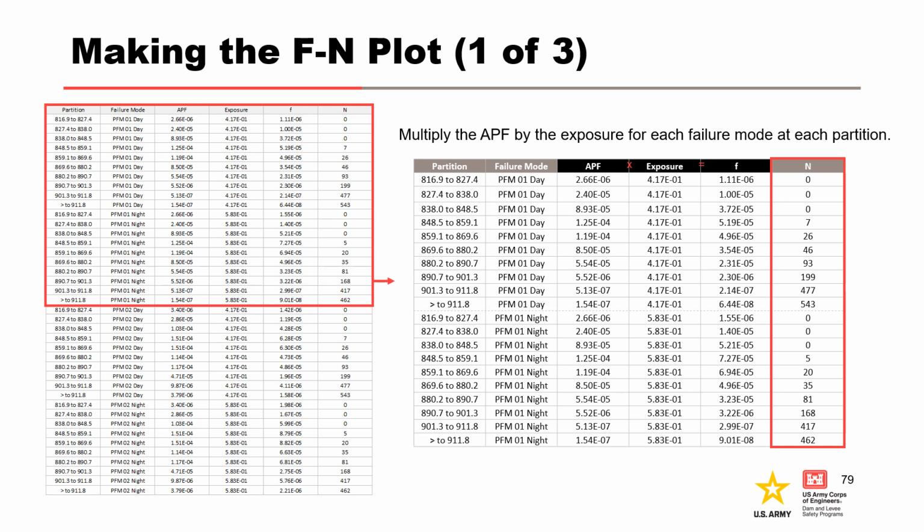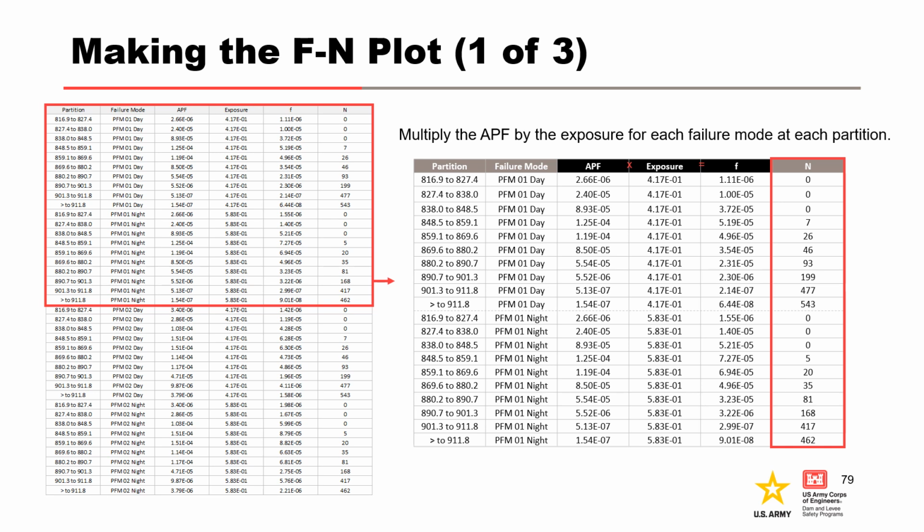There are a handful of steps to make the big FN plot. To start, we are going to multiply the APF, calculated using the adjusted system response probability, by the exposure for each partition of each potential failure mode. The table to the right is a zoomed-in version of the table on the left, which was generated as part of the example we've been working through this entire module. Here, we see the portion of the table for PFM1.